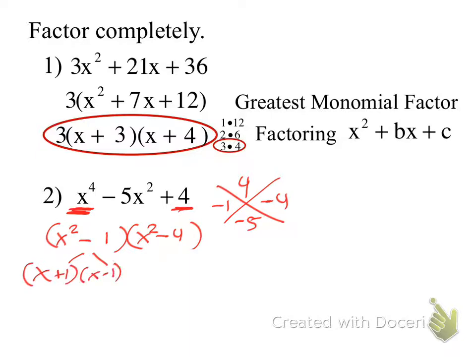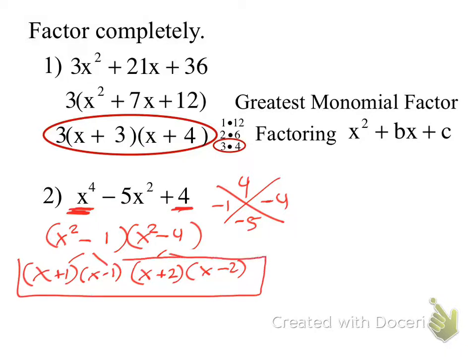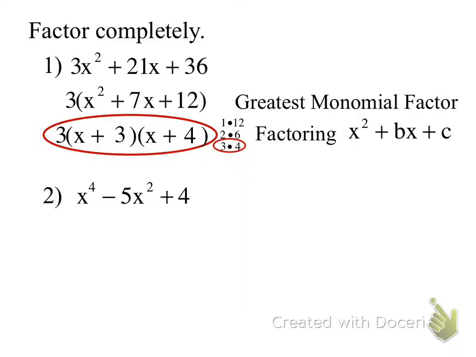Right, that's called a difference of squares. And the next one is x plus 2 times x minus 2. And that is my final answer. Okay, questions? All right, let's go on to the next two.